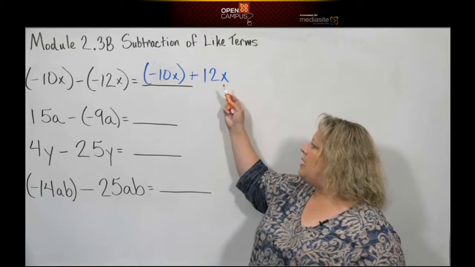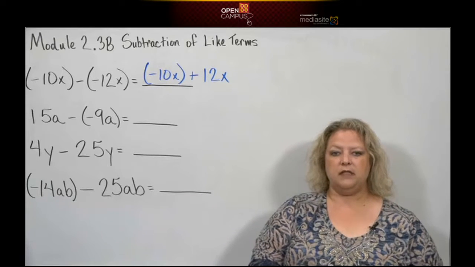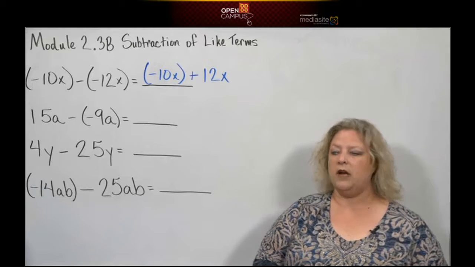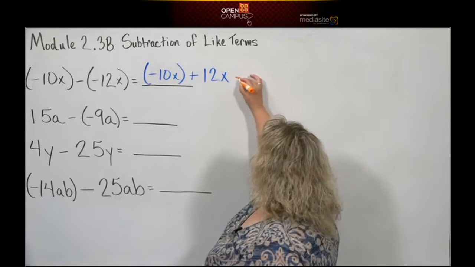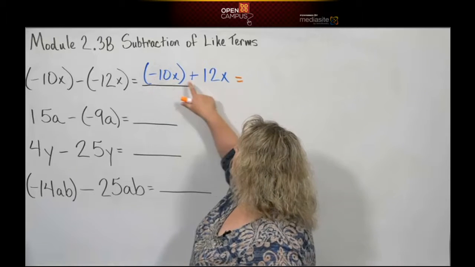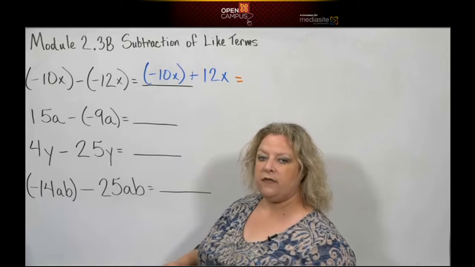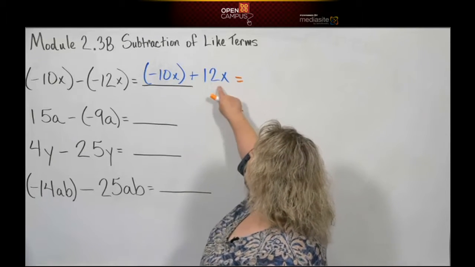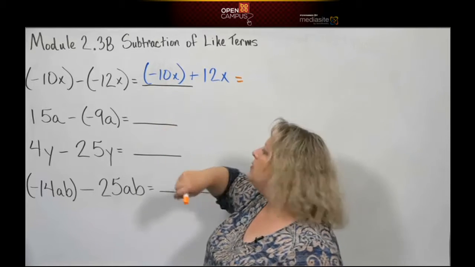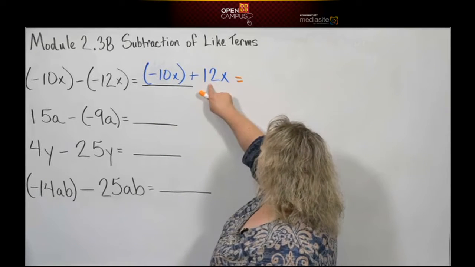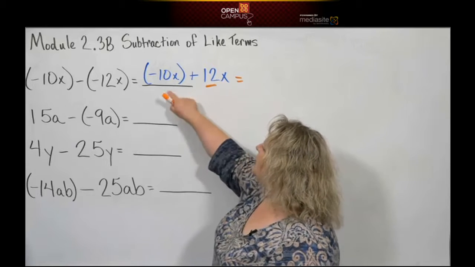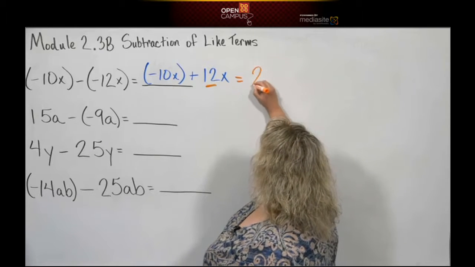If the signs are the same, you add. If the signs are different, you subtract and take the sign of the bigger number. So what are our signs? Here is a negative. Here is a positive. The signs are different, so we're going to subtract 12 take away 10, which is 2. And since the 12 is bigger than 10, we're going to have a positive 2.